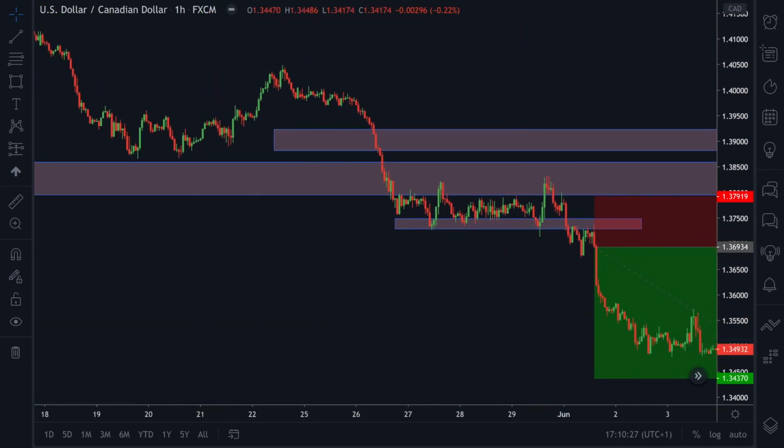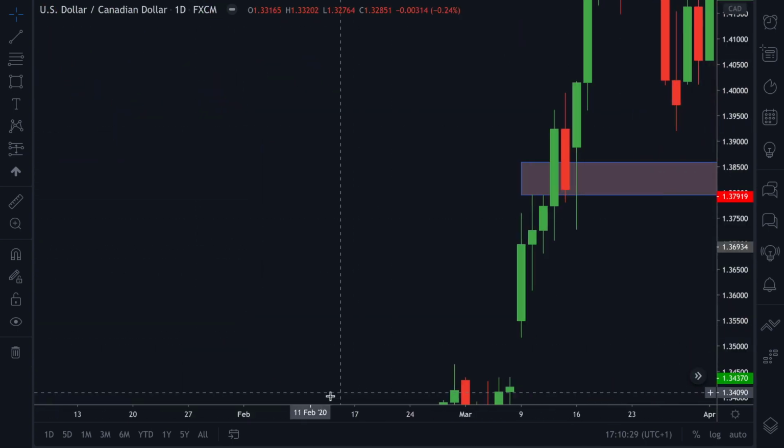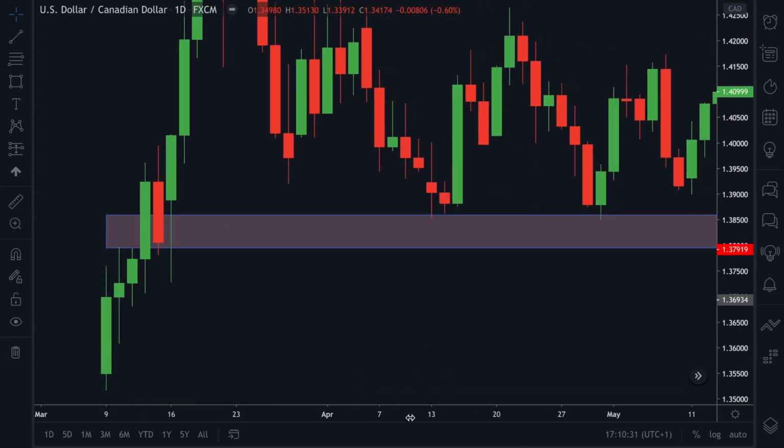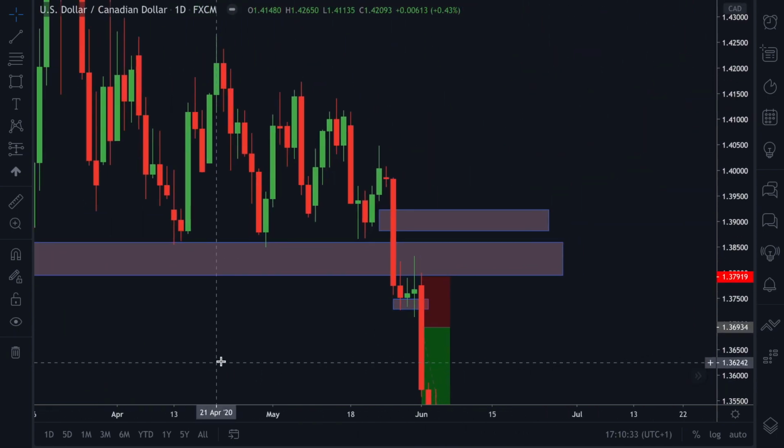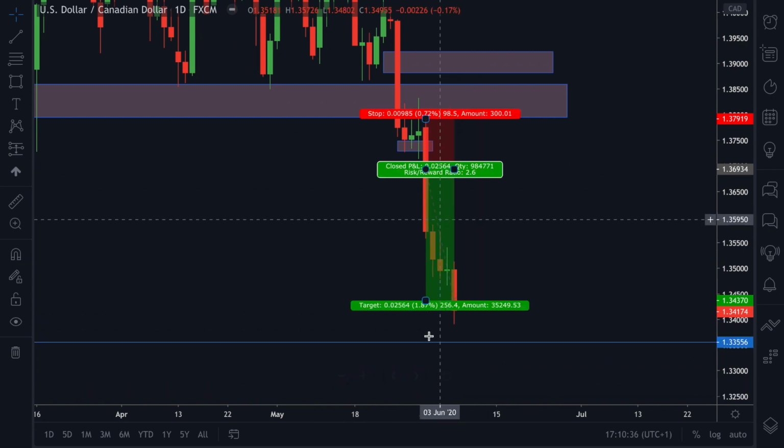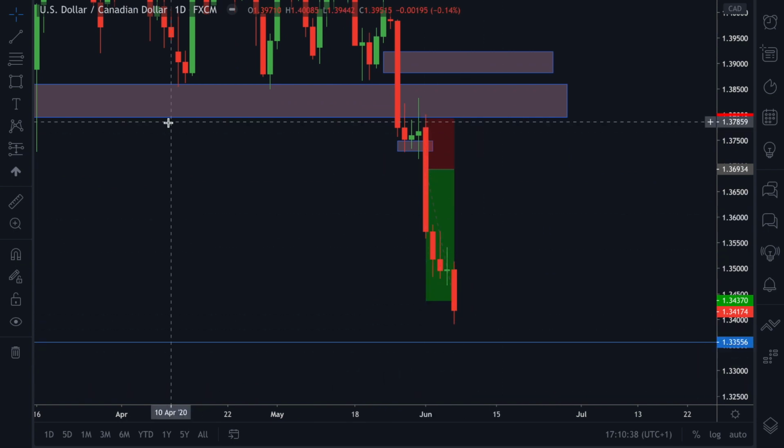And as I said before, guys, I'm not going to take any longs until I see a clear head and shoulders, or sorry, inverted head and shoulders, a clear double bottom at this level of support and a breaking structure to the upside.